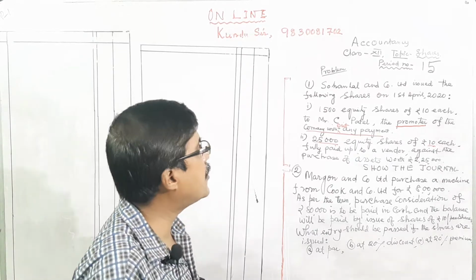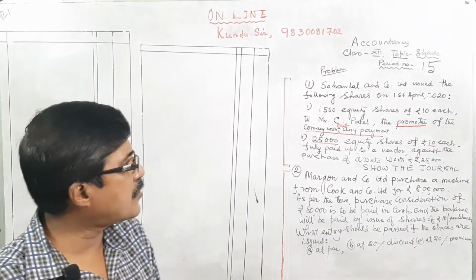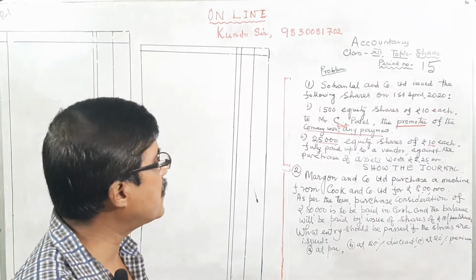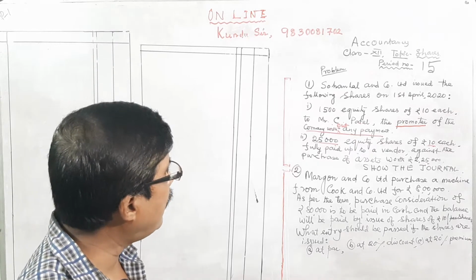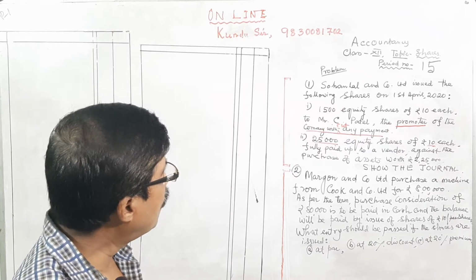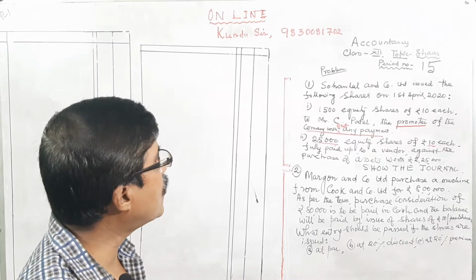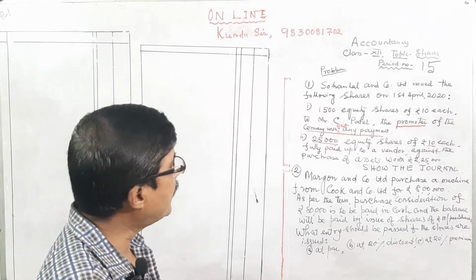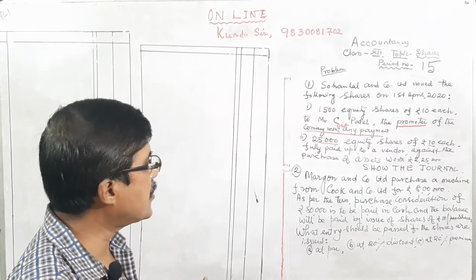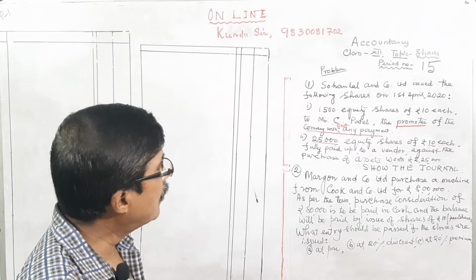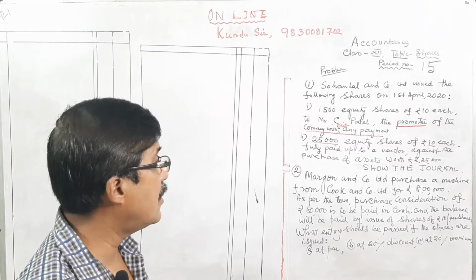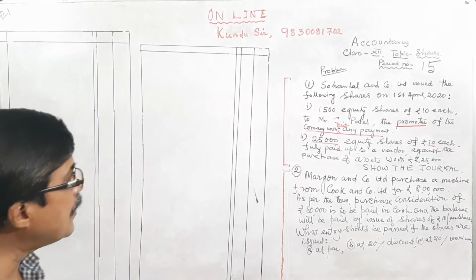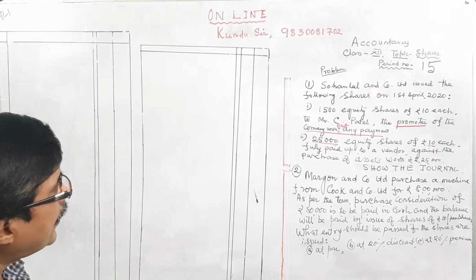Shamlal and Company Limited issued the following shares on 1st April 2020: 1500 shares of rupees 10 each to Mr. C. Patil, the promoter of the company, without any payment. First, a promoter means the persons who take initiative for the formation or promotion of a company. Those persons are termed promoters. There may be 1, 2 or 3 promoters, whatever it may be. But C. Patil is the promoter of Shamlal and Company.